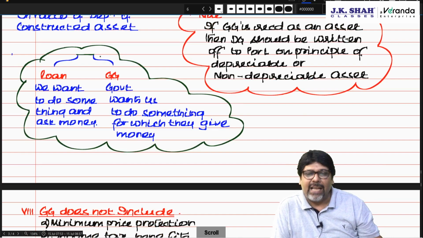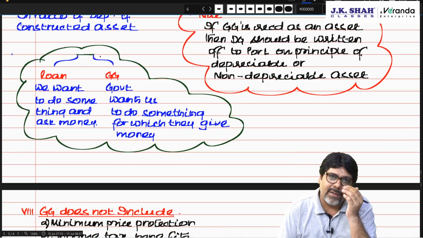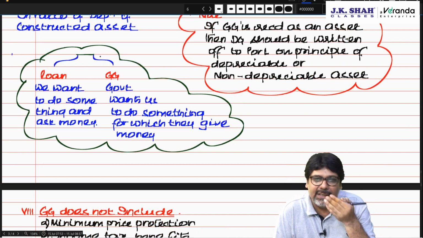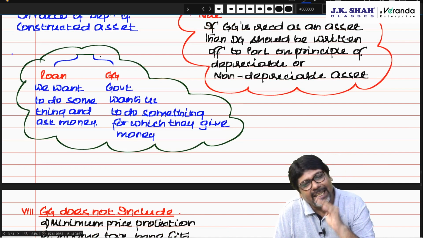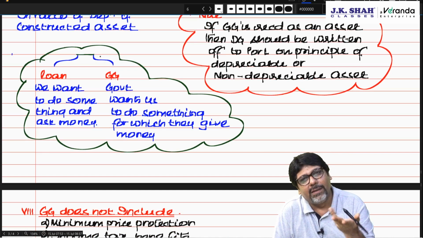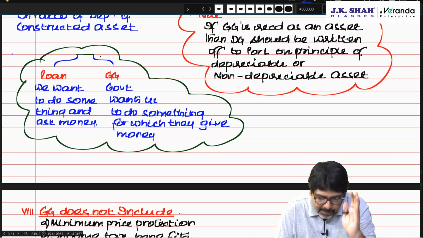So when government gave you an asset, the journal entry would be what? Asset to GG, then GG to DG, then DG should be written off to PL in what? The same principles. Am I clear?